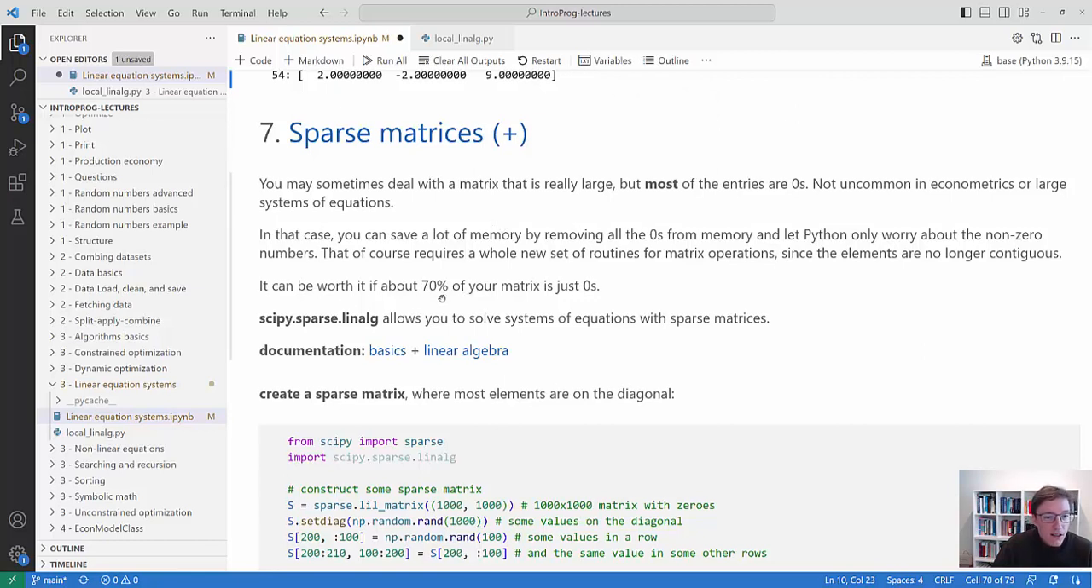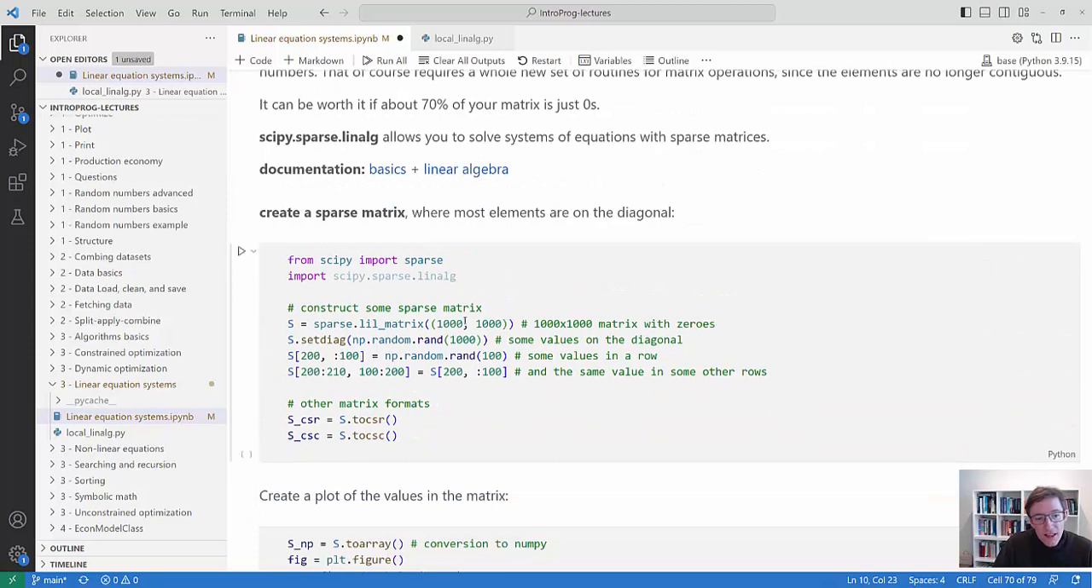If approximately 70% of your matrix is zeros, then this can be a good idea. And the idea is that you only save information about where there are not zeros and what the values are, instead of storing the whole matrix. In scipy.sparse.linalg, you can do similar operations as we have done, just with sparse matrices. So let's give an example of that.